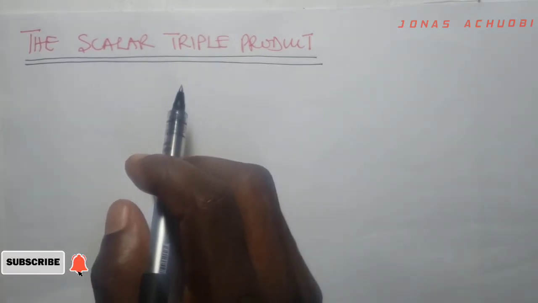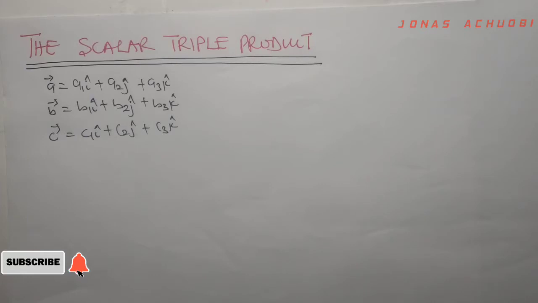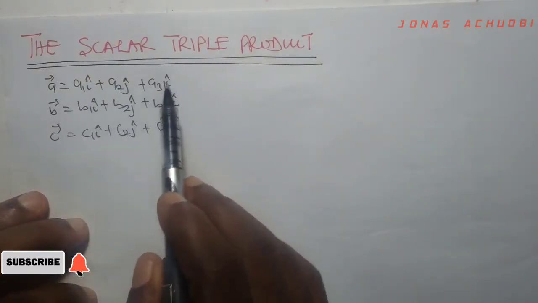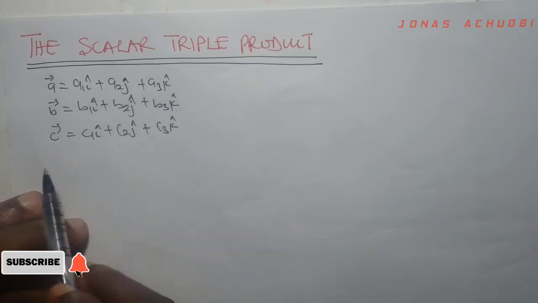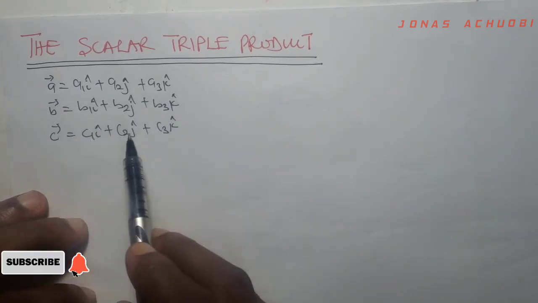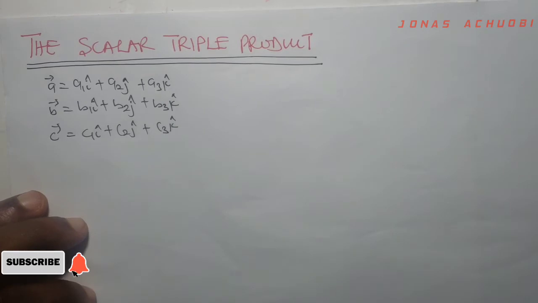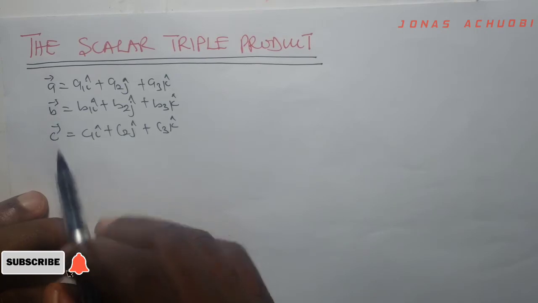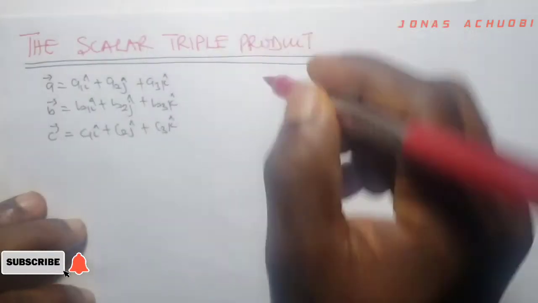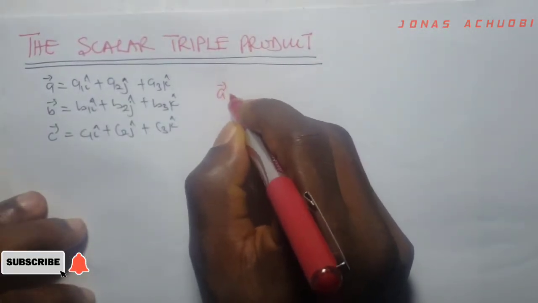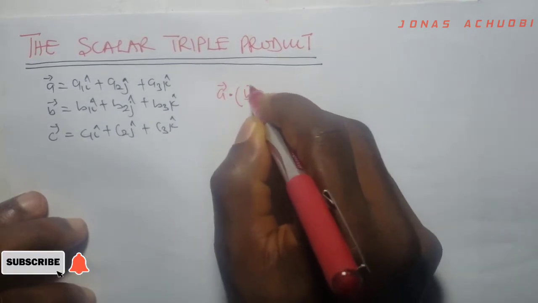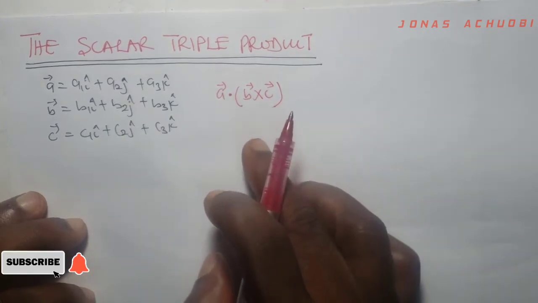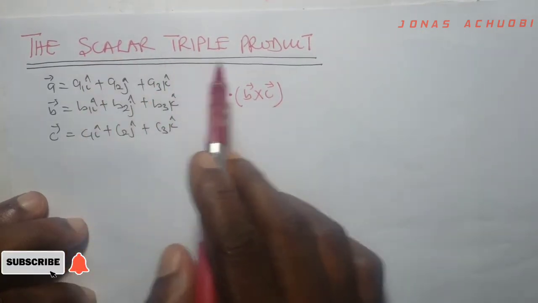Okay, so given three vectors A, B and C, the components of vector A are A1, A2, A3, vector B, B1, B2, B3, and vector C, of course, C1, C2, and C3. Now we will write the scalar triple product of vectors A, B, and C as vector A dot vector B cross vector C. So this quantity we shall call the scalar triple product.